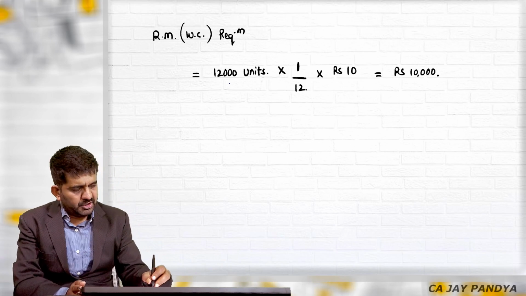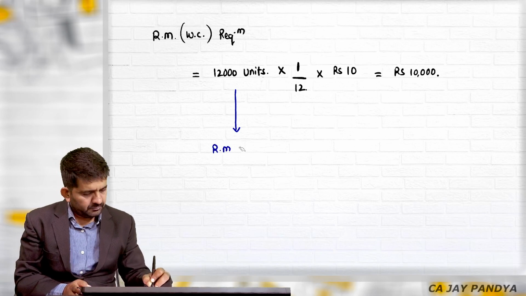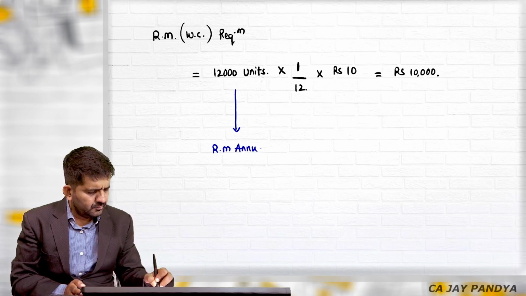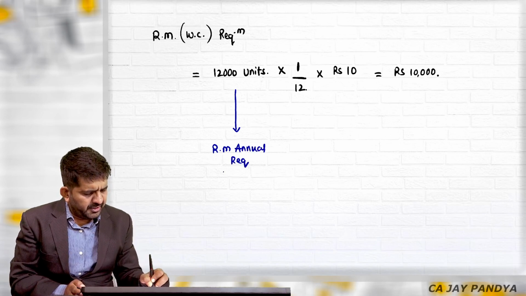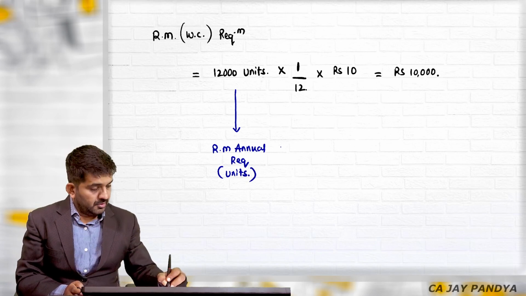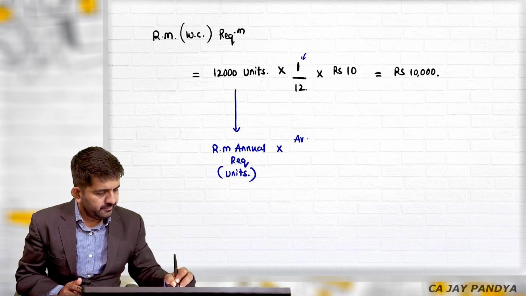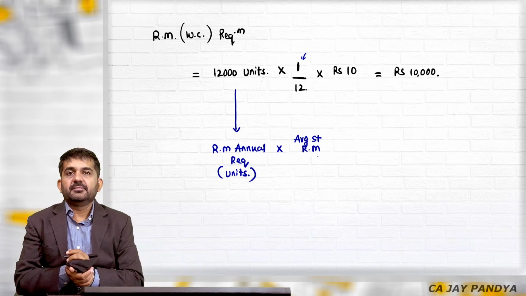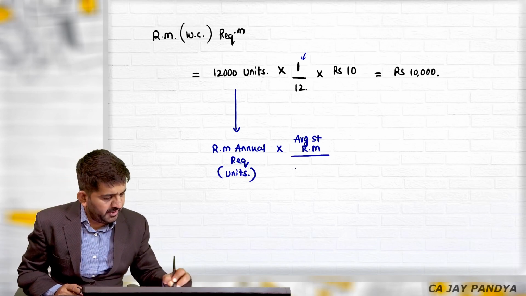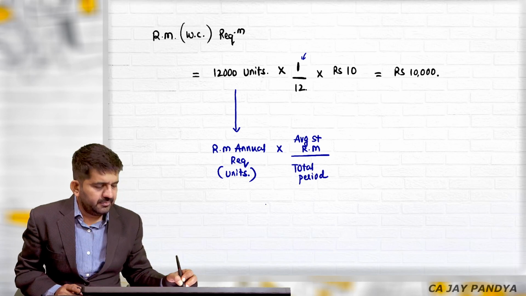What is 12,000 units? It is nothing but the raw material annual requirement, of course in units, multiplied by, what is 1 over here? Average stock of raw material. What is 12 over here? Total period. Why am I writing total?